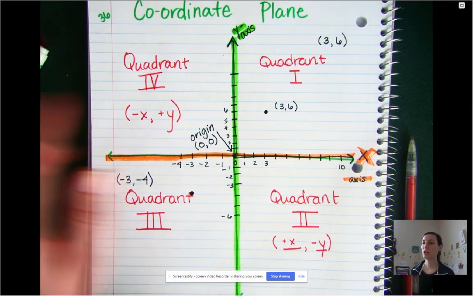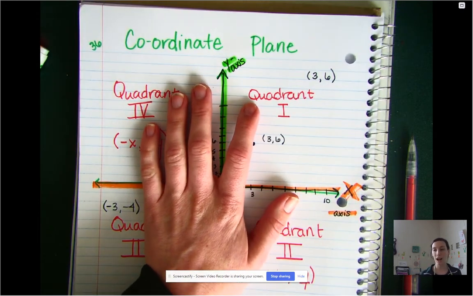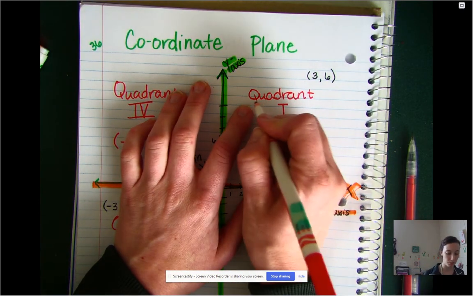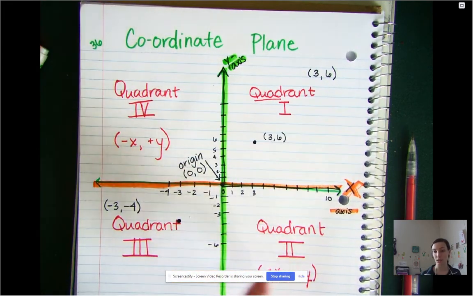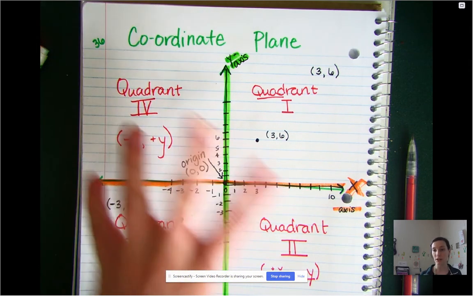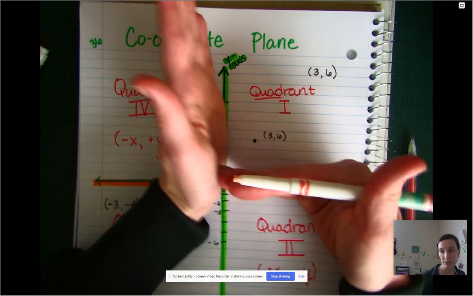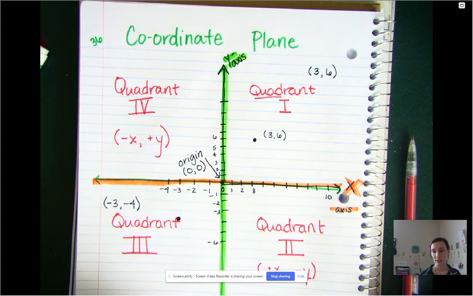Okay? Let's talk really quick about why this word quadrant. Well, quad hopefully makes you think of the root word for 4. And there are 4 quadrants. These are all the quadrants. There's no other ones that I'm not telling you about. So they're called quadrants because there are 4 of them. And so each one is 1/4 of this whole plane.